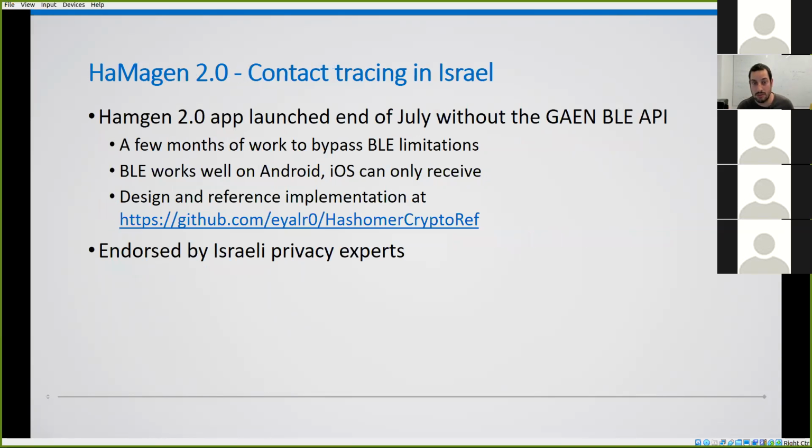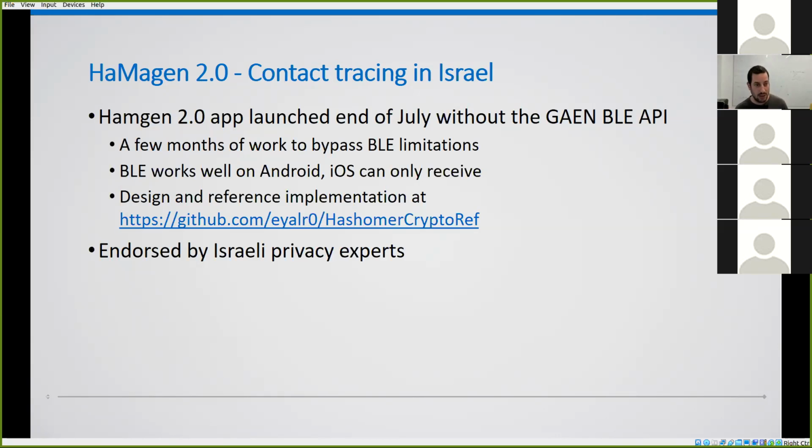Okay, so we did the design, we're not going into the details. And after a lot of hard technical work, HaMagen 2.0, which includes the Bluetooth low energy contact tracing option, launched at the end of July 2020. And this was without the Google Apple API. And again, it took many months to bypass several limitations from the operating system. It worked well on Android, but on iOS devices, it was only able to receive messages, not to send them. But again, the trade-off that was decided by the Israeli Ministry of Health was, okay, this still will give us a much larger coverage, especially as iOS is not very popular in Israel. And again, you can see the design and reference of the implementation.